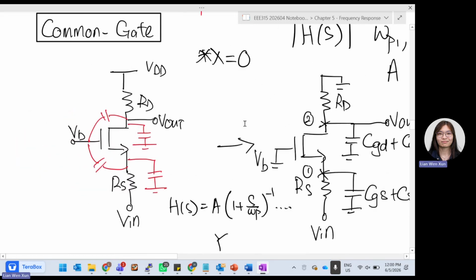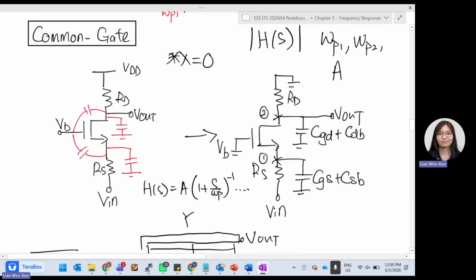The next is the common gate frequency response circuit. Again, a common gate has input at the source and output at the drain. So I will stop here for a while. You guys draw out all the necessary capacitances, and double check whether you understand how we map from the left circuit to the right circuit. Later when you draw the small signal model, you have to map all the capacitors. How do you map that? So we combine first.